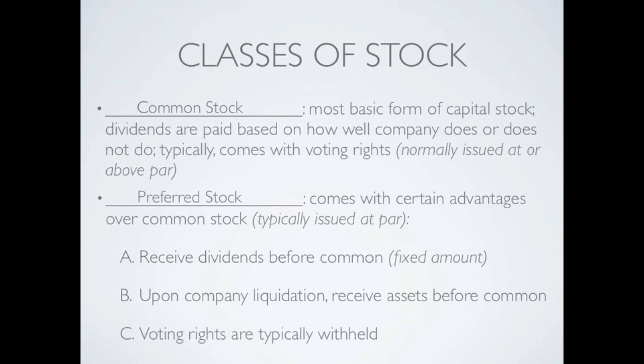So remember your accounting equation: assets equals liabilities plus equity. Remember that liabilities were the debtors' claims on our assets, and they, of course, get paid first. If you liquidate, the debt gets paid first. Then, if there's anything left, preferred stockholders will get their portion of the assets. Then, if there's anything left, common stockholders will get their portion. And voting rights are typically withheld from preferred. That stays with common.